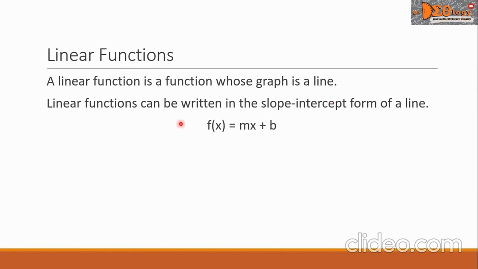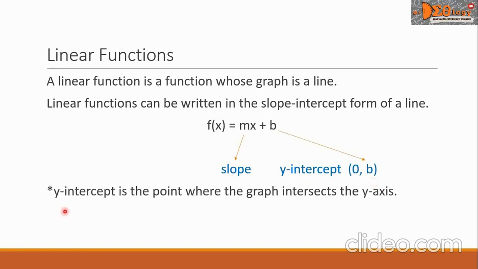Linear functions can be written in the slope-intercept form of a line. This is f of x equals mx plus b. We know that m, the coefficient of x, is the slope of the line, and b is the y-intercept. Showing the ordered pair, we can write (0, b).